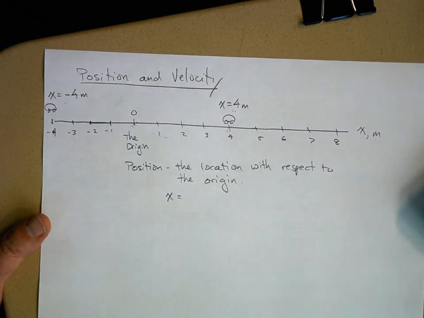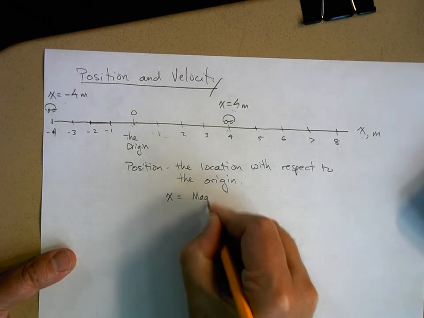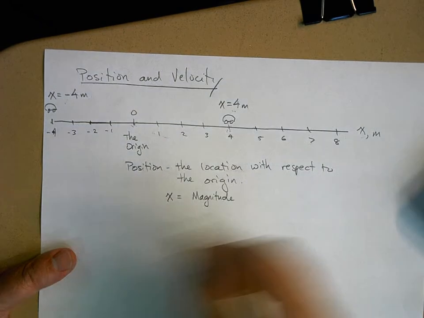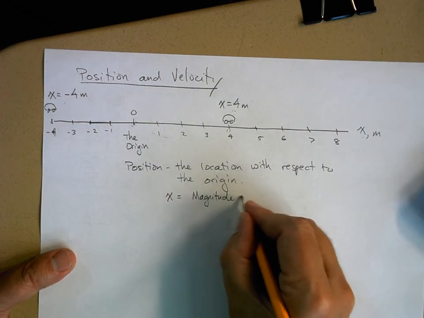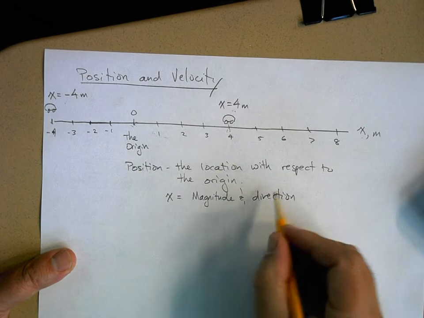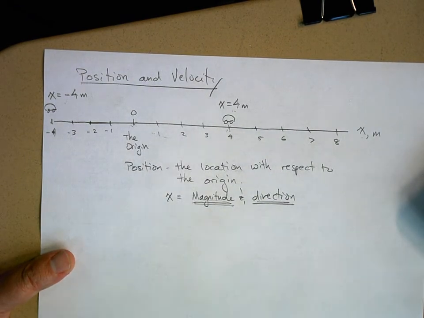So in order to give position, I need to have a magnitude and a direction. I need to describe how far away it is and in what direction it is that far away.